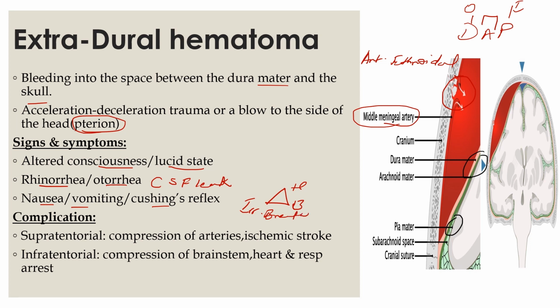Complications may arise if the extradural hematoma is not treated timely. Let's learn this with the help of a diagram. For instance, this is the tentorium, which is the fold of dura mater that separates the cerebellum from cerebrum. If the complications arise above the tentorium, they compress the arteries leading to ischemic stroke, but if it's below the tentorium, they compress the brain stem leading to heart and respiratory arrest.